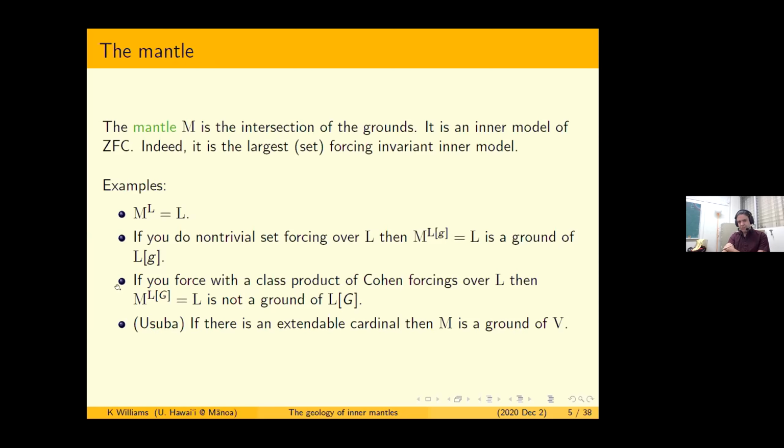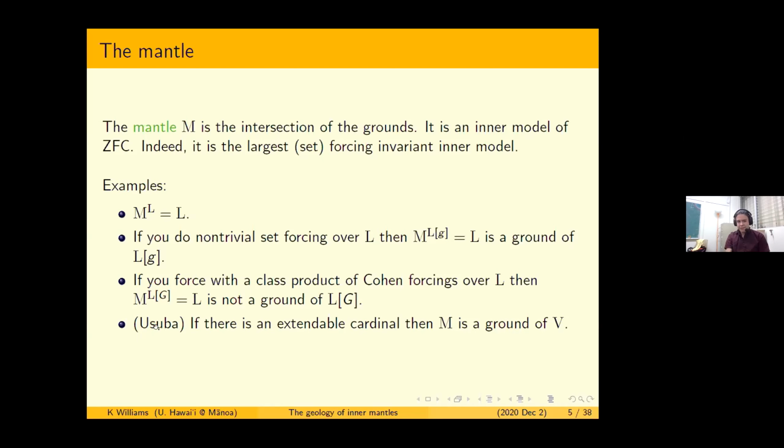So it's clearly going to be the intersection of all the grounds in this case. On the other hand, if you do a class product of Cohen forcings, then you're still going to get that the mantle itself is L, because you could just look at tails of this. If you added all but set many of the Cohen sets, then that's a ground. And so you intersect all of these shorter and shorter tails, you're left with just L. And so this is the case where the mantle is not one of the grounds. So it's possible to have lots of grounds, but the mantle not be among them.